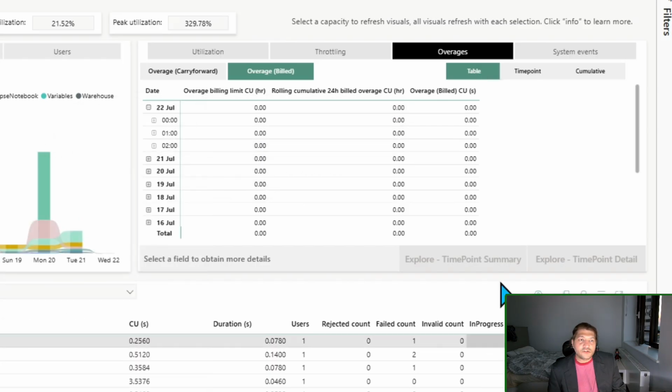Then you have this time point visual. The time point visual is again a 24-hour cumulative chart that shows you, and then you have the cumulative handling that.